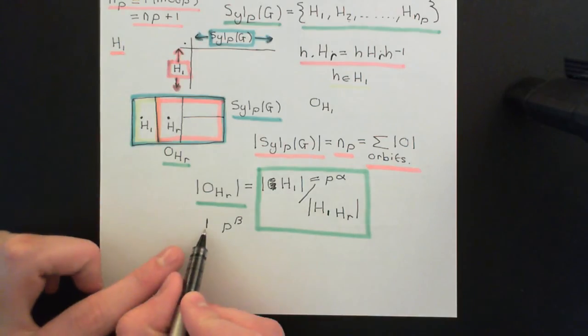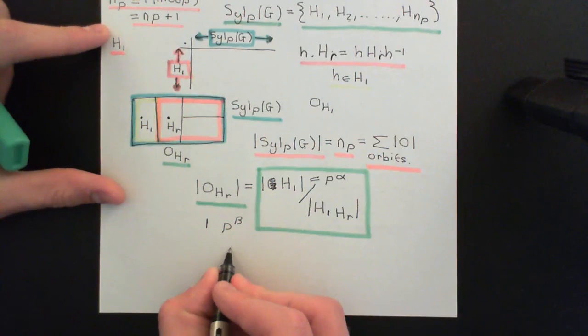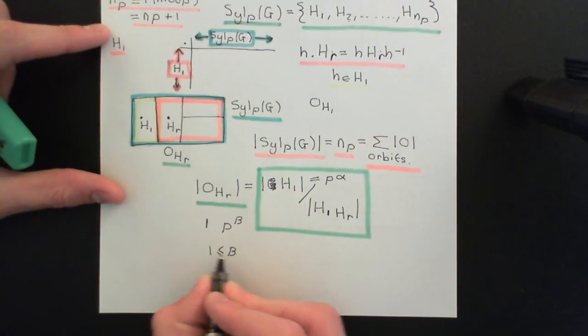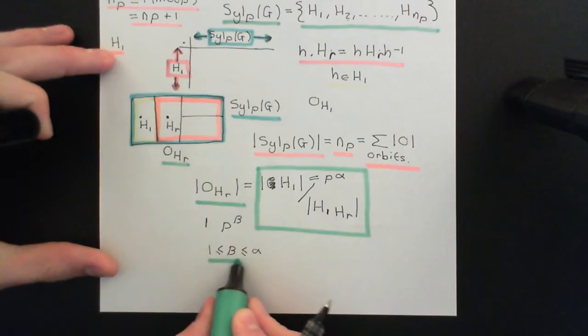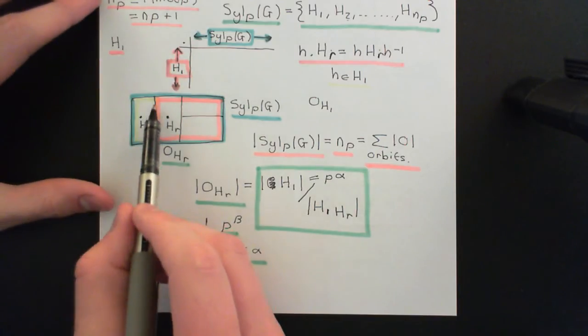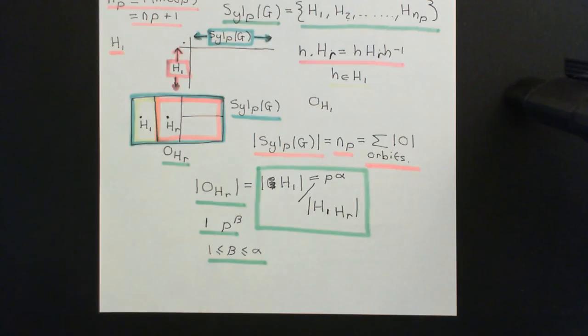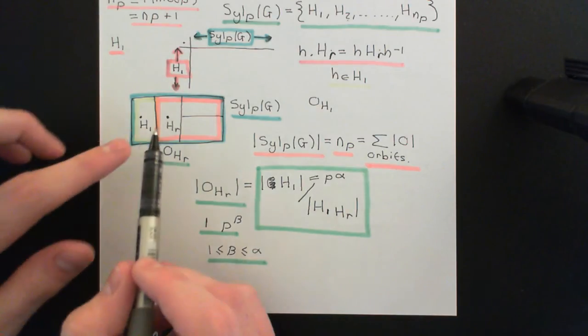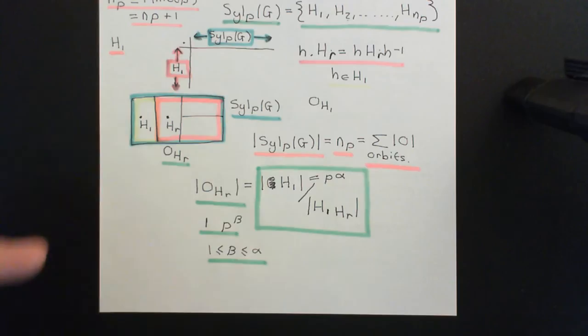It's either equal to 1 or it's some power of p, and beta here is between 1 and alpha. It varies between 1 and alpha. Okay, that's now a very valuable piece of information, because that tells me that all of these orbits that I'm going to split my set of all Sylow p subgroups of G down into have to either have order 1 or they're going to be a power of the prime p.